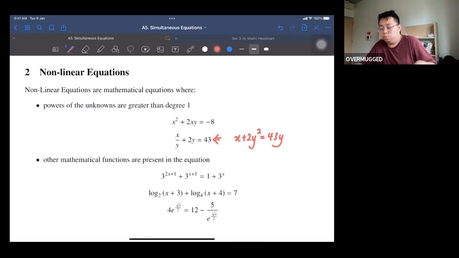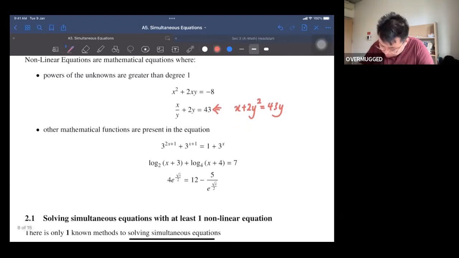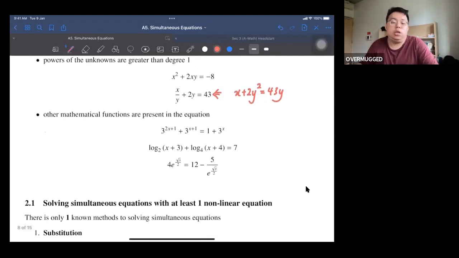If you have unknowns in your numerator and your denominator, you need to be a little bit more careful. Okay, these are no longer linear equations. These are actually non-linear equations. Now, the other condition is that there are other mathematical functions in the equation.